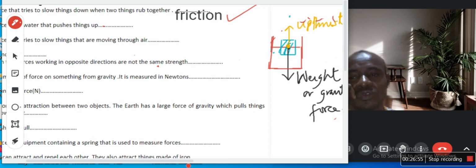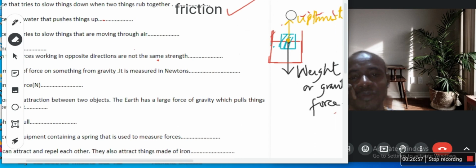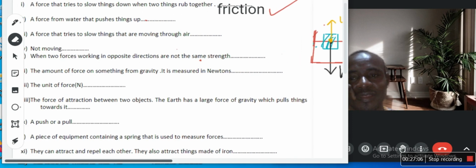There are some clues. I can't wait. Where are the clues? I'm not going to give you, but there are some clues. I can't spell it too. Just write it down. Let me see what you can write down. A force from water that pushes things up. Be fast though.